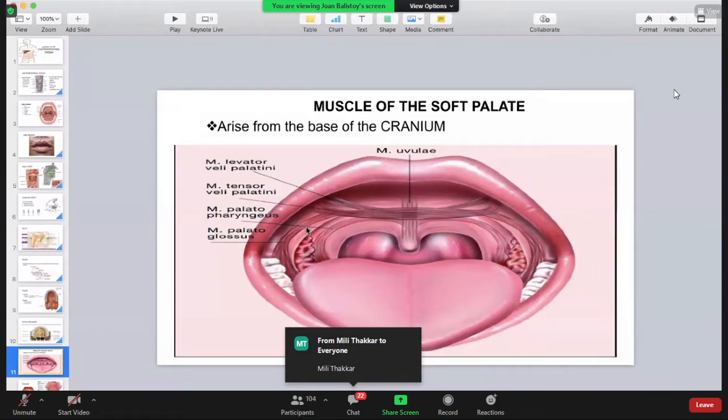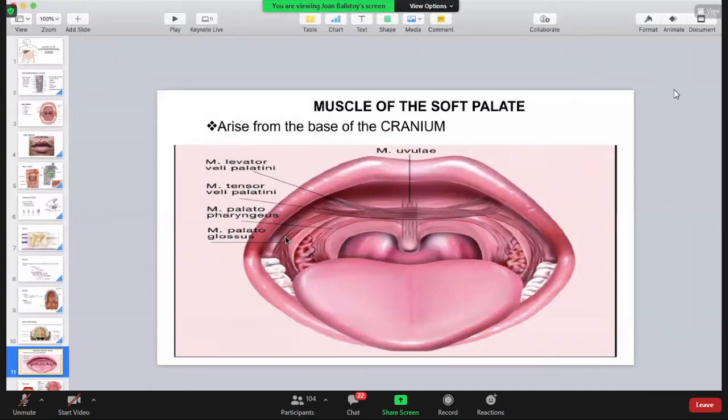Next is the palatoglossus. This one. The palatoglossus originates from your palatine aponeurosis going to the side of the tongue. And it is innervated by, again, the vagus nerve. What does it do? It elevates the posterior part of your tongue and draws the soft palate toward the tongue. So it brings the soft palate down towards the tongue. So that's the purpose of your palatoglossus.